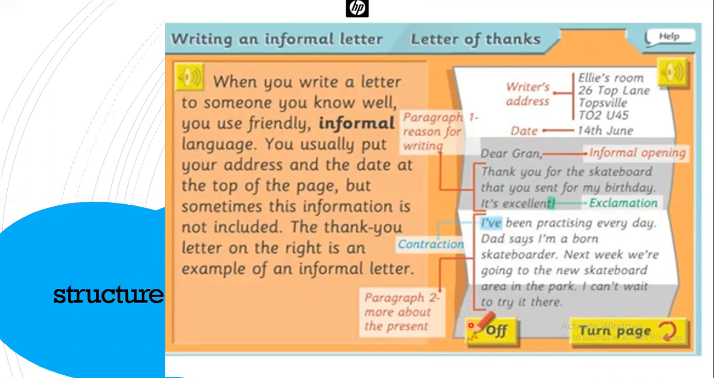And then paragraph 2, skateboard. I have been practicing every day. That says I'm a born skateboarder. Next week we are going to the new skateboard area in the park. I can't wait to try it there. So this is paragraph number 2. Now paragraph number 1 is the reason why you're writing it. Paragraph number 2 is with a few explanations.